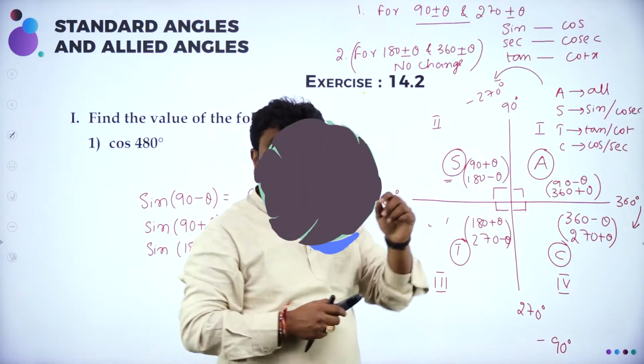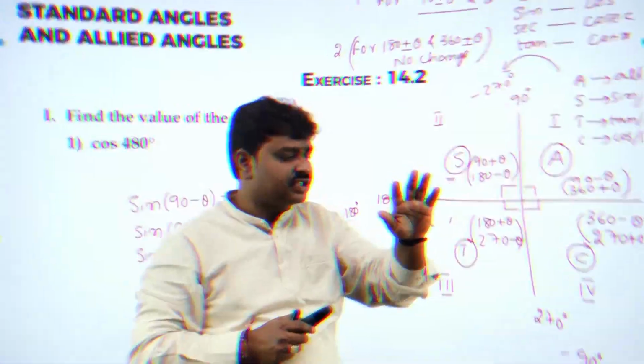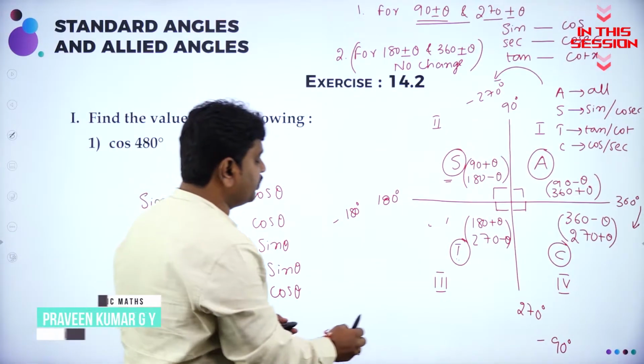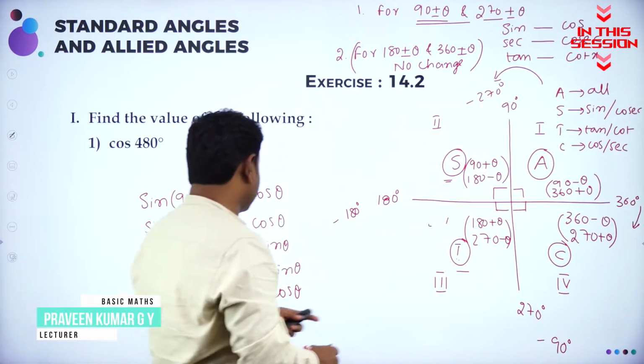For 90 and 270, function changes to co-ratio. For 180 and 360, function does not change. 270 minus theta. 270 minus theta lies in which quadrant? Third quadrant. In third, the alphabet is T. So it does not match.